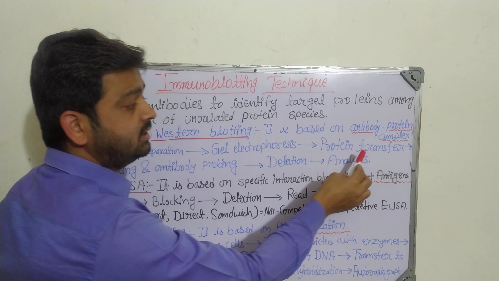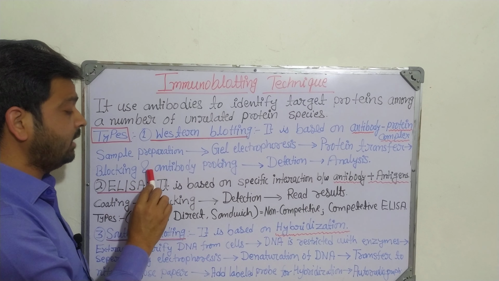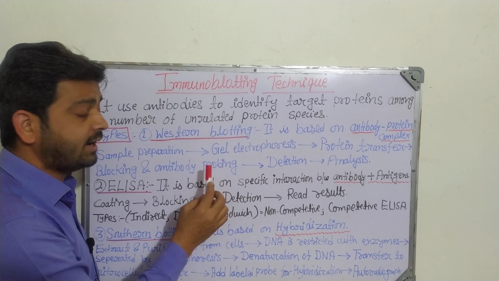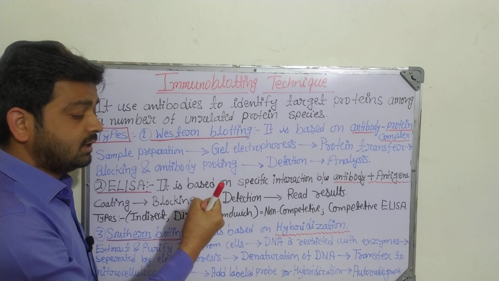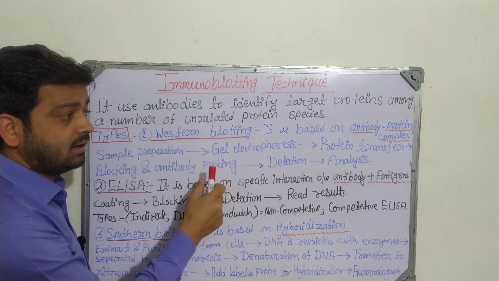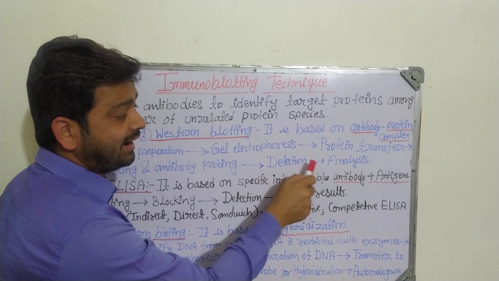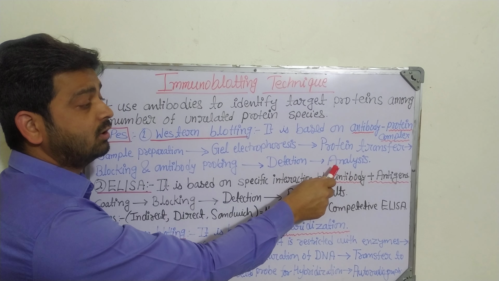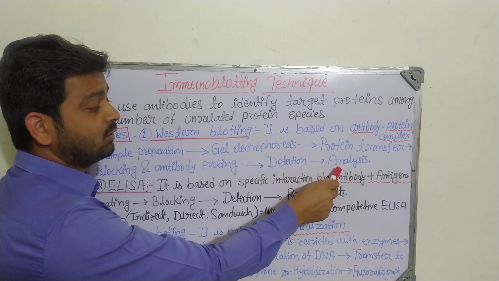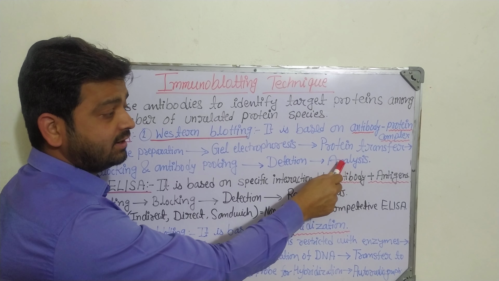Protein transfer has to be done, and then blocking and antibody probing. Probing means the setup is done with the antibody and protein, and then we detect and analyze the particular protein we want to detect with Western blotting, whether it is there or not, or what the quantity is.